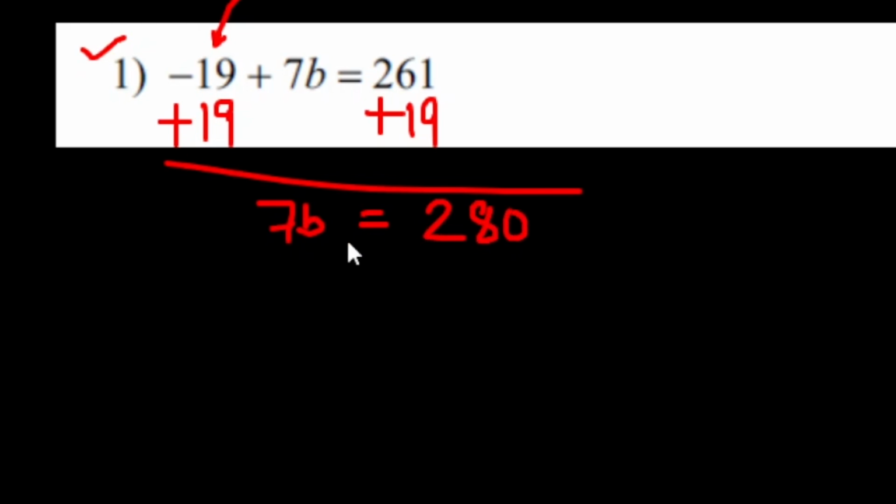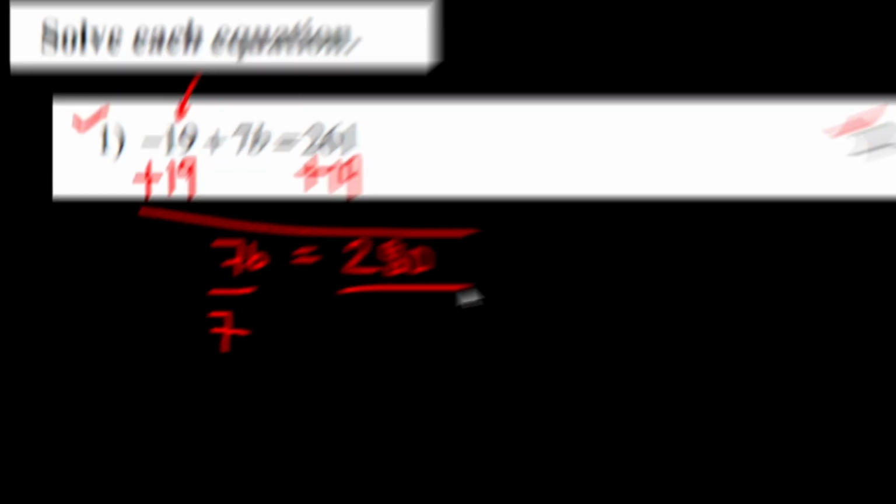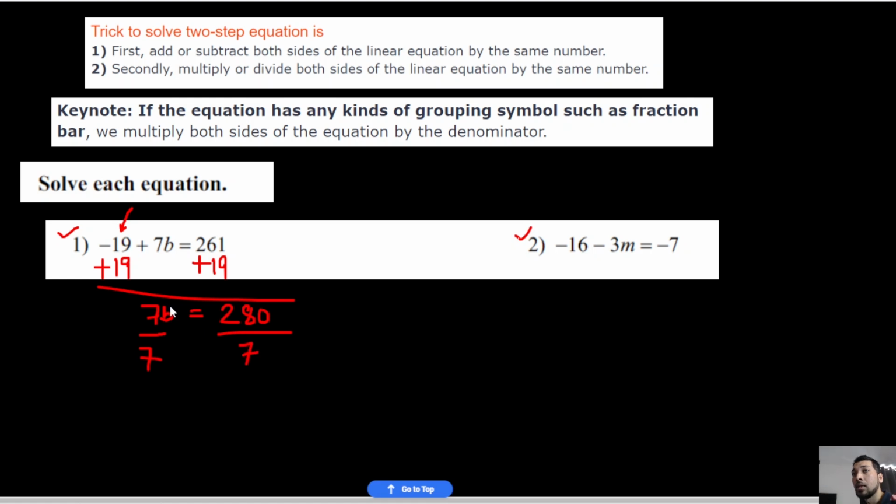Now that I have the variable part isolated, I need to get rid of the 7 from the left side. Now we apply the second step, which is multiply or divide both sides of the linear equation. Now we just divide both sides by 7 because 7 is multiplied with this variable part. So the opposite operation or the inverse operation of multiplication is division. So you divide by 7. So once you divide by 7, this 7 cancels out. We get b equals 40.